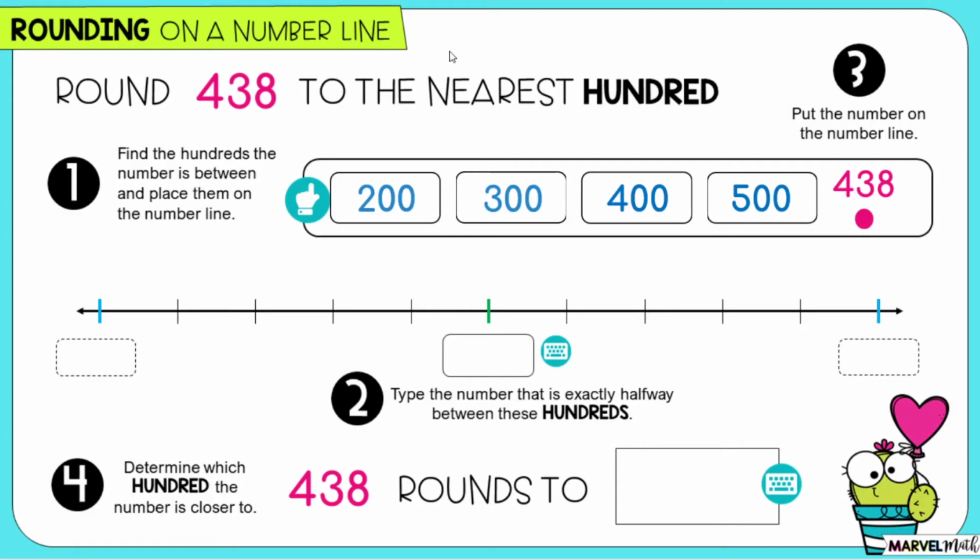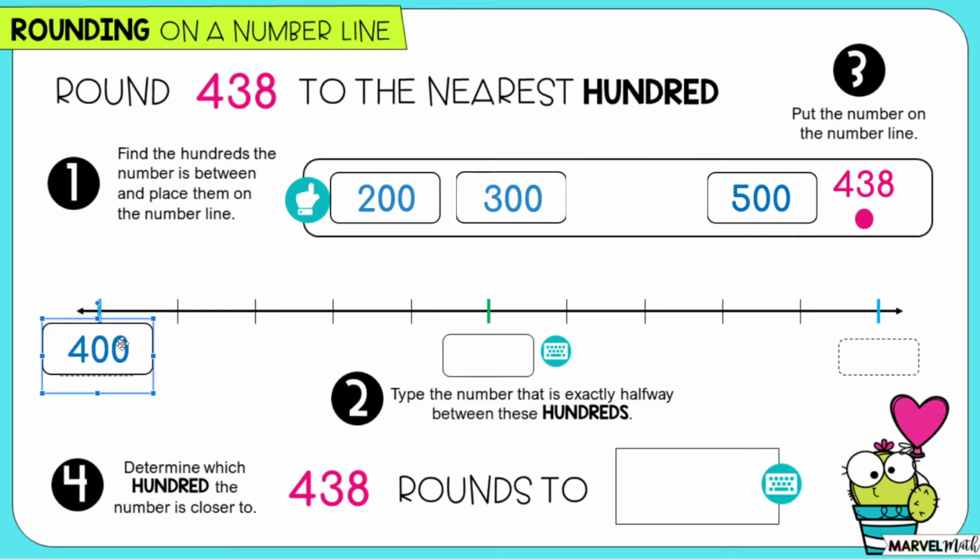Hello students, we're going to work on rounding to the nearest hundred using a number line. So we're going to round 438 to the nearest hundred. The first thing we're going to do is find the hundreds the number is between and place them on a number line. So 438 will be between 400 and 500. Let's put those on our number line.